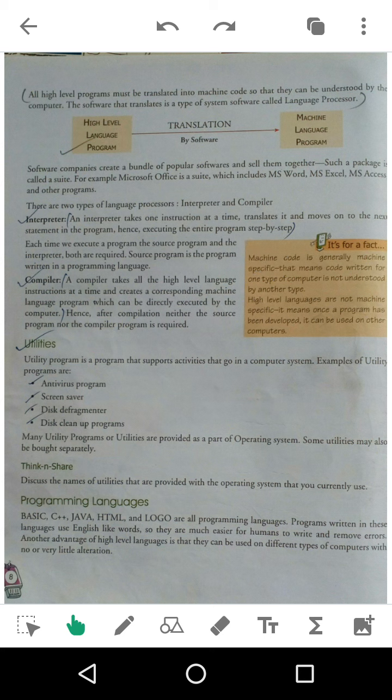So it will take one instruction at a time, then it will translate it and move on to the next statement in the program, hence executing the entire program step by step. Suppose you have gone for marketing. Sometimes you go to the market to buy only one thing, but sometimes you have many things to bring from the market.